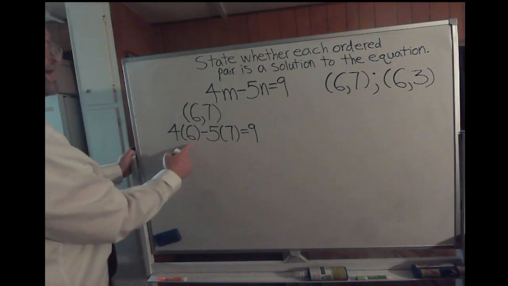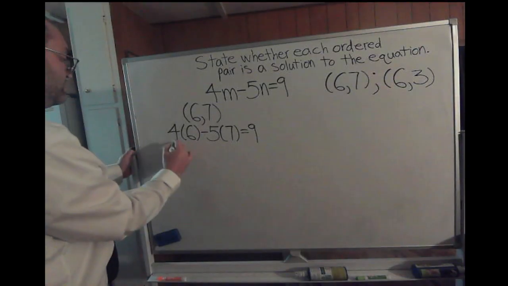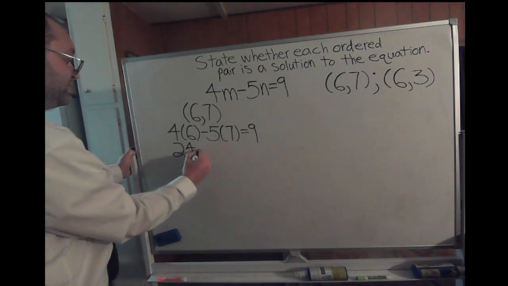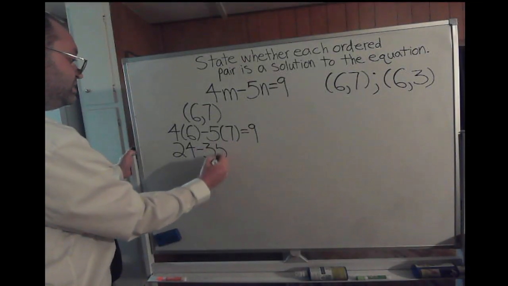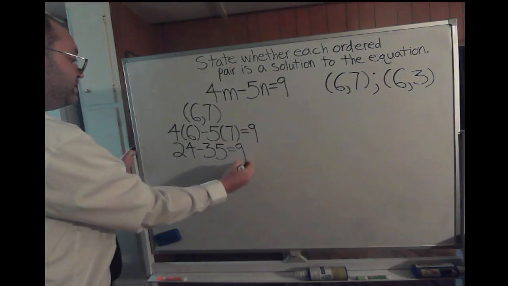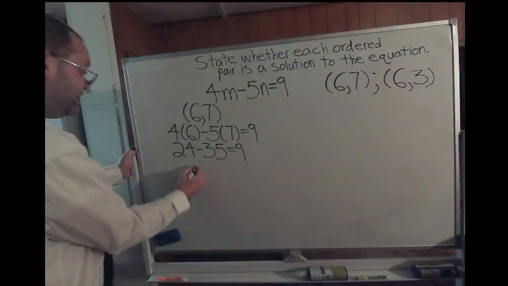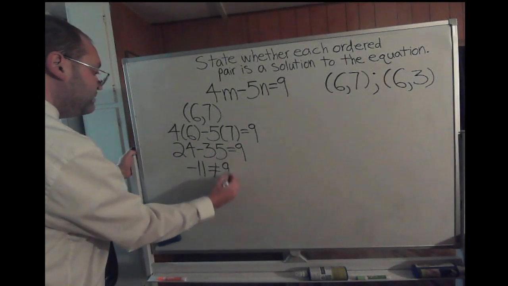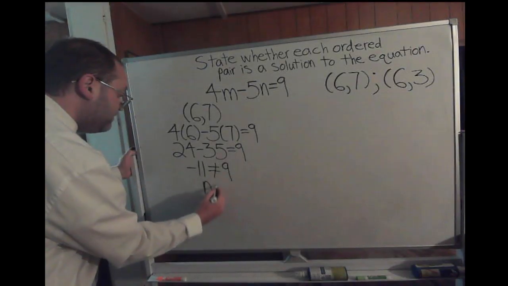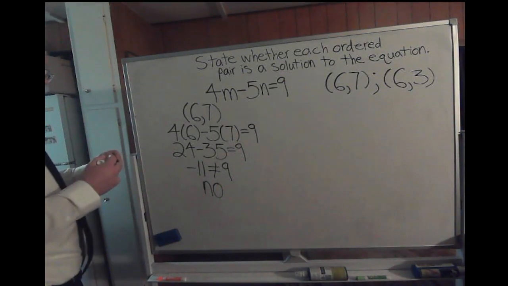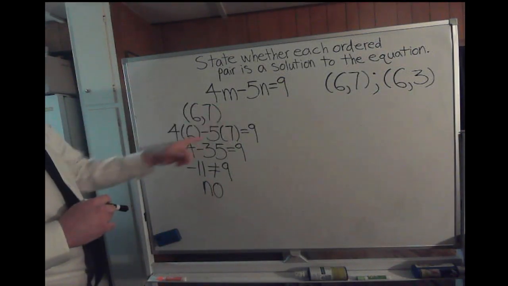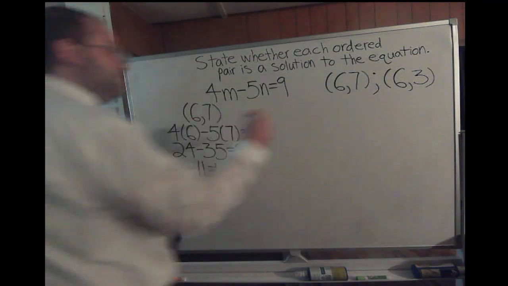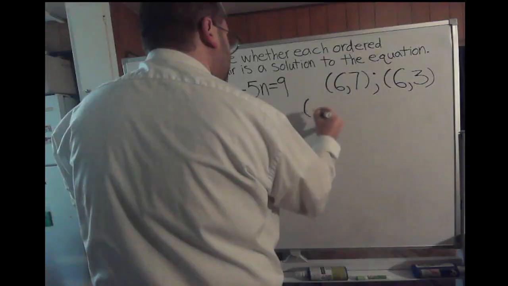Alright, so 4 times 6 is what? Well, that's 24. Minus 5 times 7, well, that's 35. Set that equal to 9. Well, what's 24 minus 35? That's negative 11. We know that definitely does not equal 9. So therefore, the answer is a big fat no. 6, 7 is not a solution to this. It does not lie on that line. Well, how about 6, 3? What if we tried that?